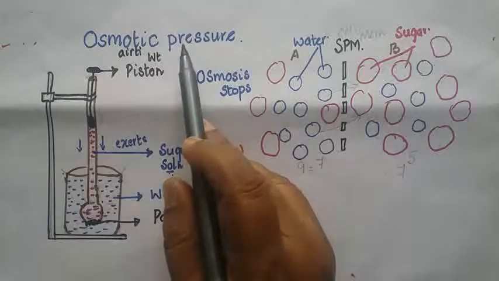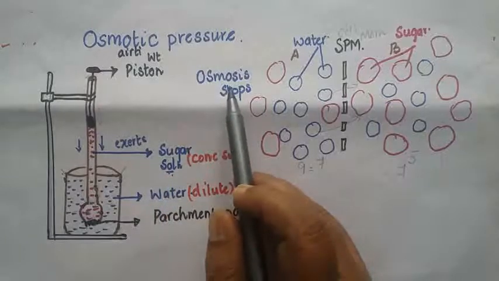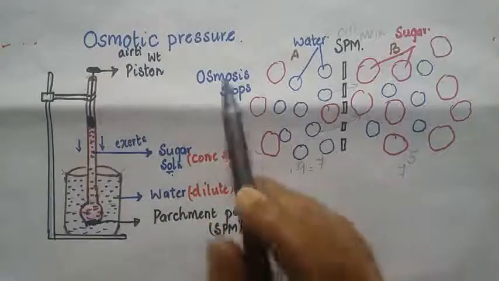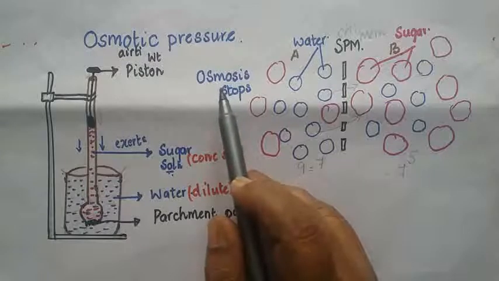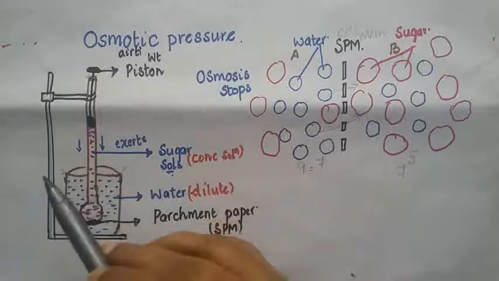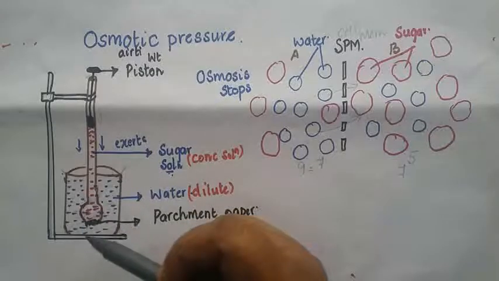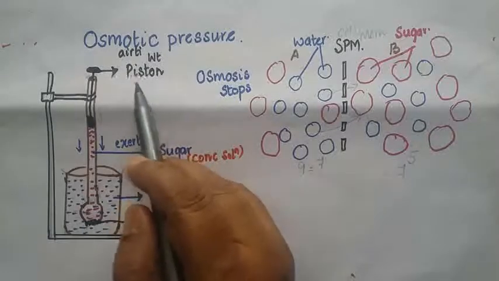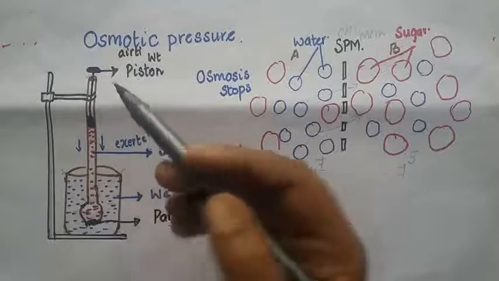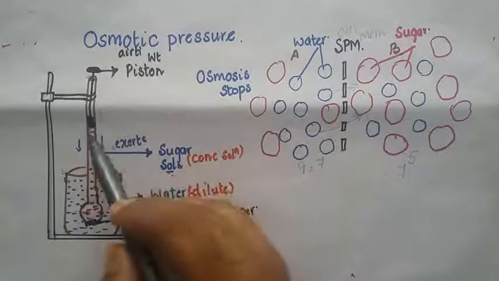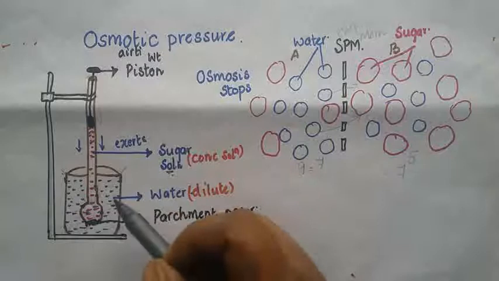In simple words, it's a pressure that prevents the osmosis, that nullifies the osmosis, and does not allow the osmosis to occur, even though there is a difference in the number of water molecules. So this lightweight piston itself is sufficient to stop the osmosis.